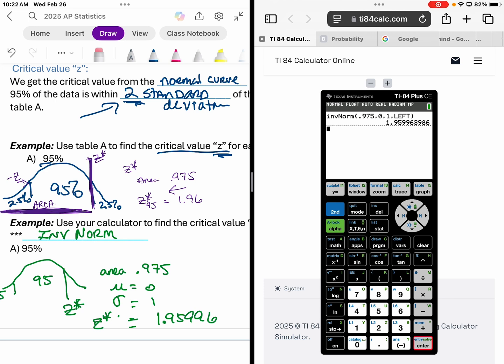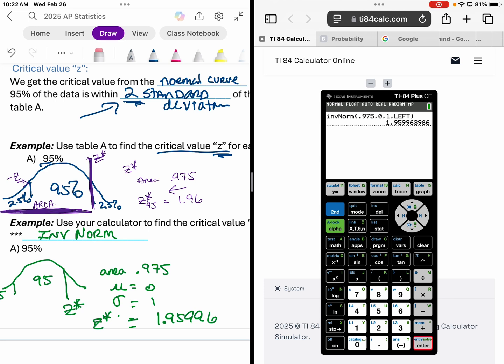We get 1.96, right? All right. Now, how many are using the same version of calculator I have on the screen? All right. Now, if you noticed, Alex, I noticed you're not. Okay, so you will have to do what I just did every time.